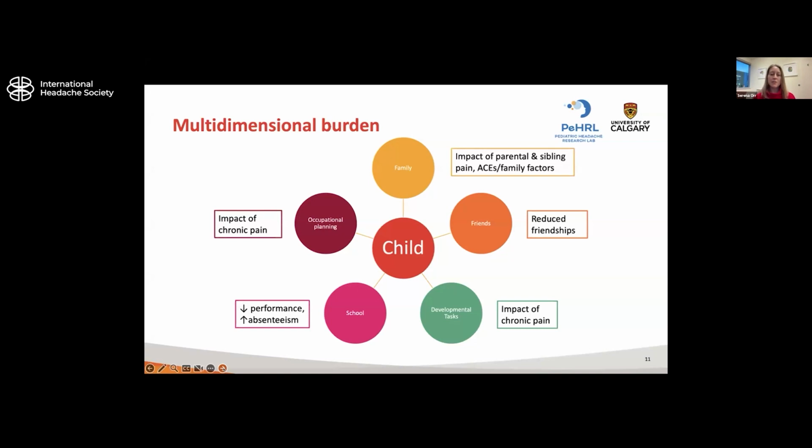And then you can imagine, because of all the impacts on the affected child, how that may impact their sibling and their parent relationships. And then obviously having any type of chronic pain, including these recurrent headaches, can have a lot of impacts on the child's development and on their occupational planning.